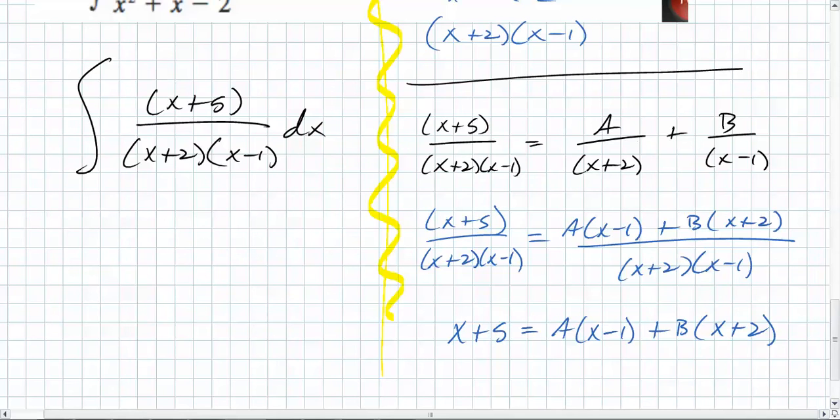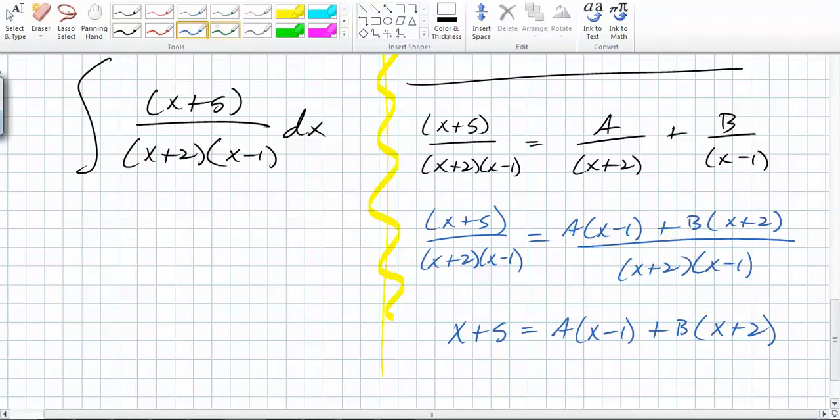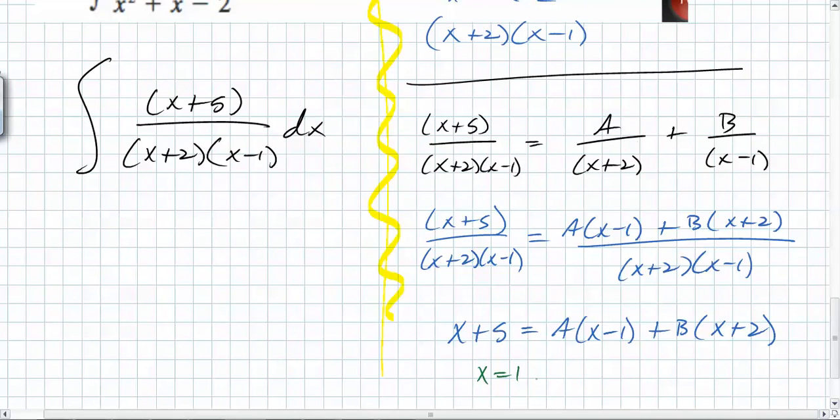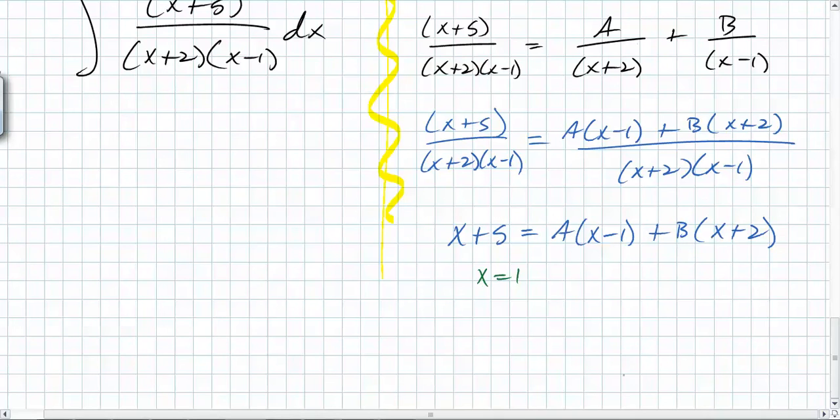This relationship has to be true for all x values, correct? Do you agree with that? So choose an x value. I'm going to say x is 1. Because then what happens? You get 6 is equal to b times 3. So what's b equal to?